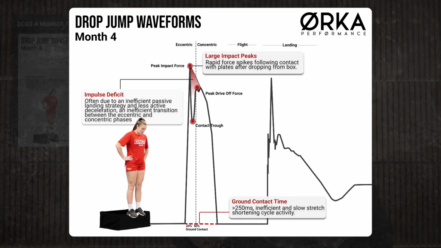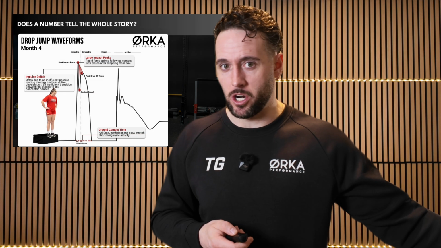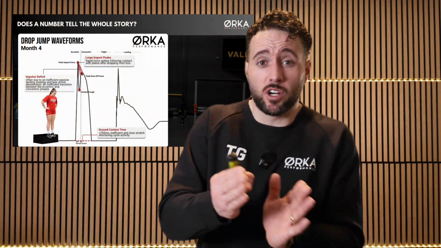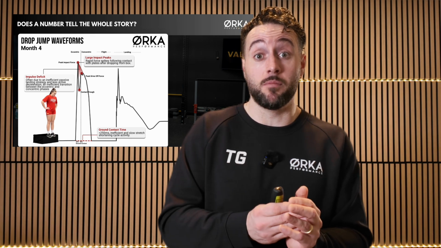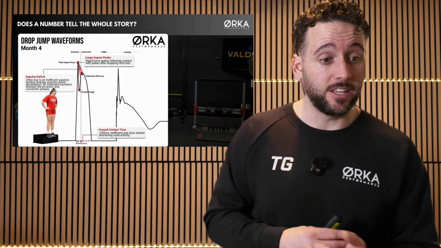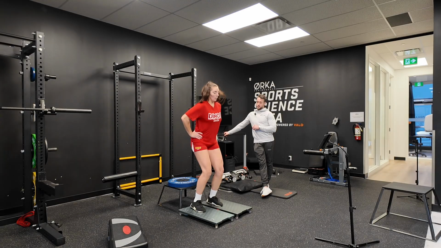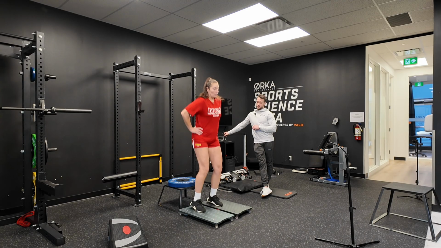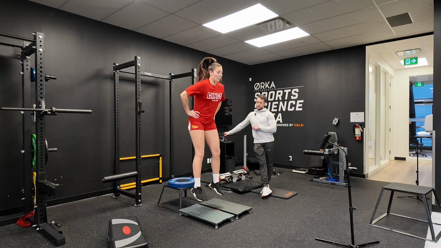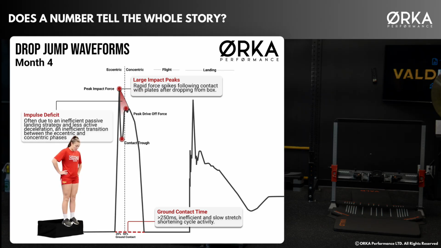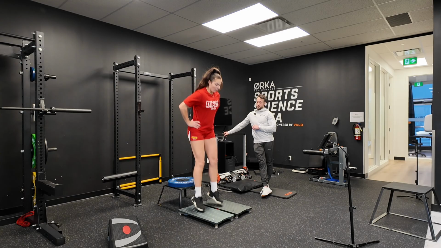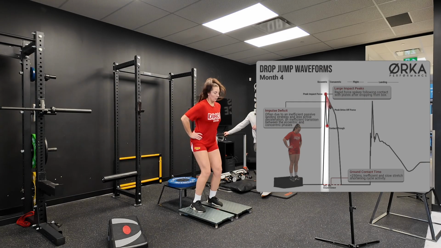They're typically still restoring eccentric quadriceps strength and force output. They're just overcoming some AMI, or arthrogenic muscle inhibition. And we get this inefficient transition between the eccentric phase as they absorb on the plates and the concentric phase as they try to transfer between those two and go into propulsion. The large impact peak, that rapid force spike following the contact, so they kind of hit the plates, they just get slammed with force, and their ground contact times are quite long.